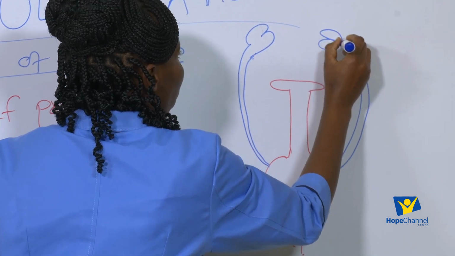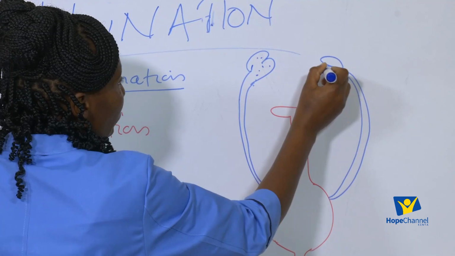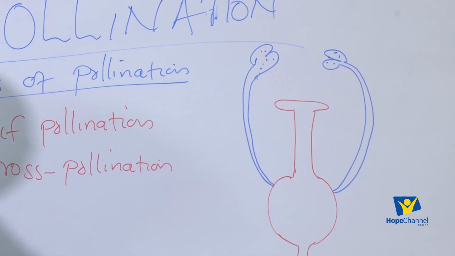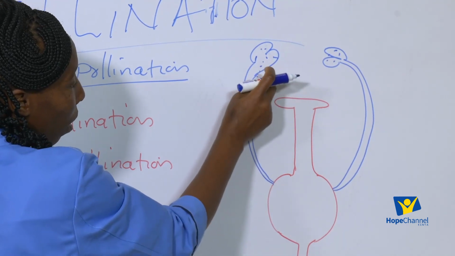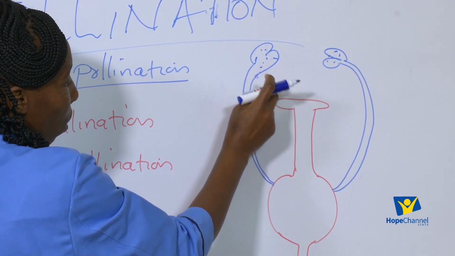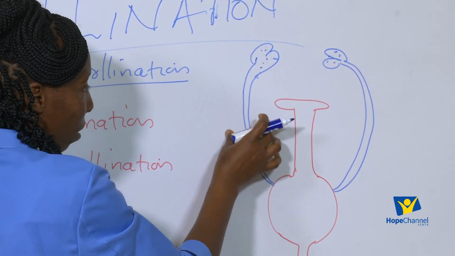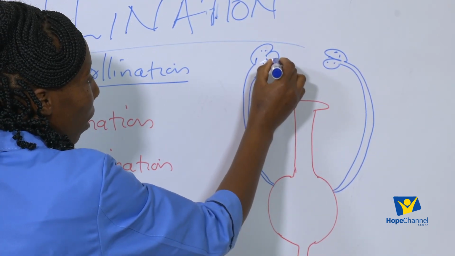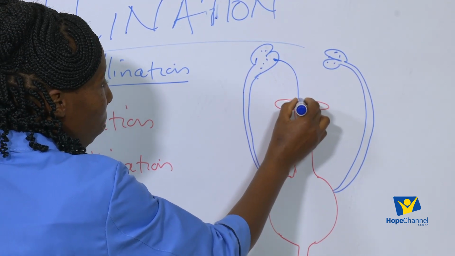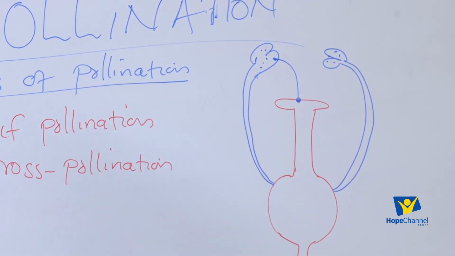So we want to assume this is the anthers that has the pollen grains. So if you transfer pollen grains from the anthers, this is one flower that has the anthers, which has the male part and the female part. If this pollen grain lands on this stigma of the same flower, then we say that is self-pollination.